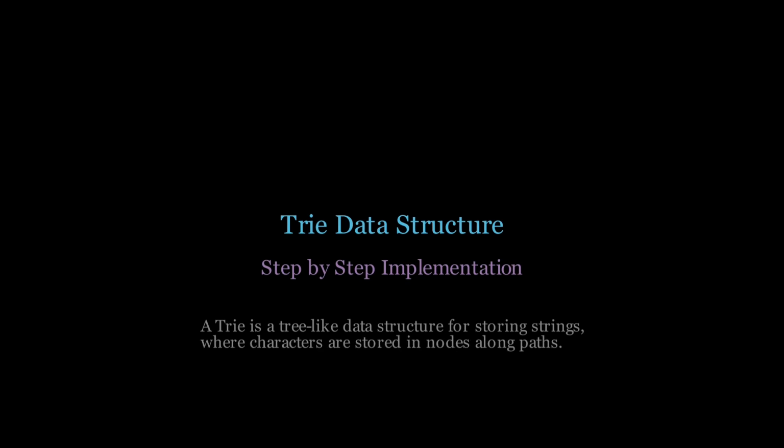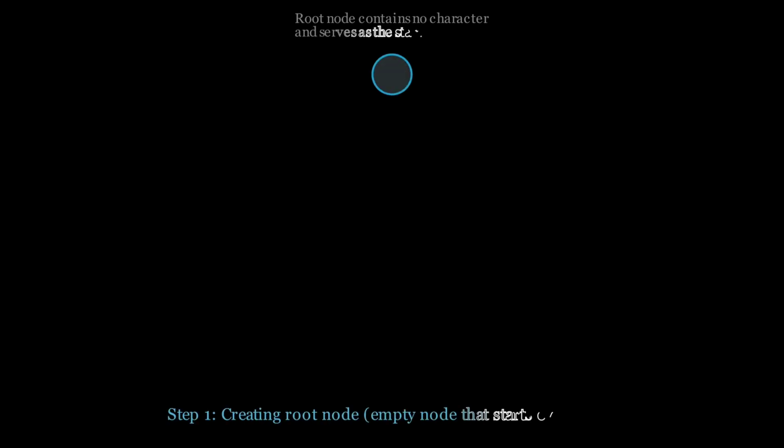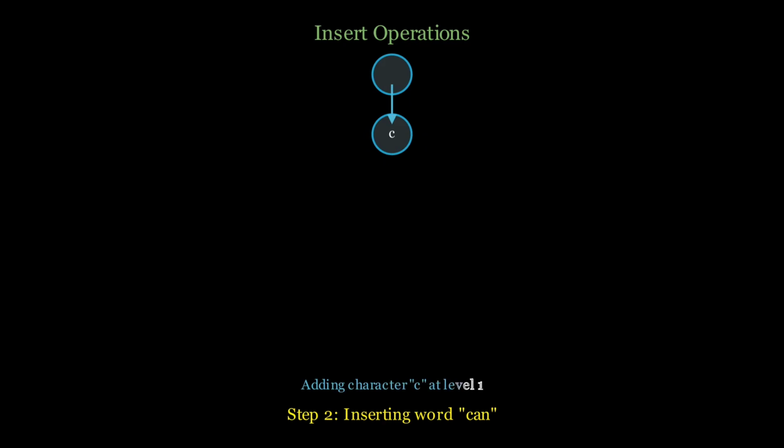Every Trie starts with a root node. Think of it like the trunk of our tree. And notice how our root node is empty. This is intentional. It serves as a starting point for all our words, like the entrance of a maze of characters. Now let's add some words into our trie.